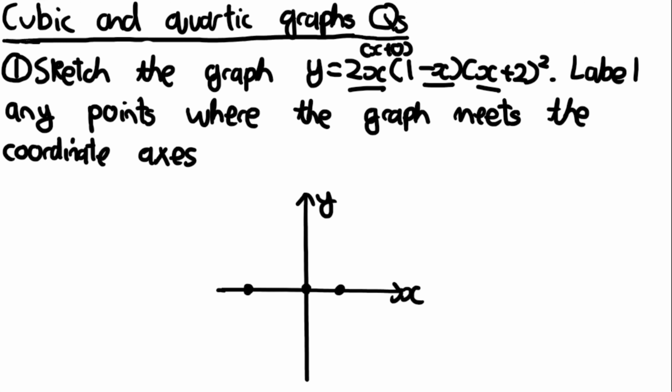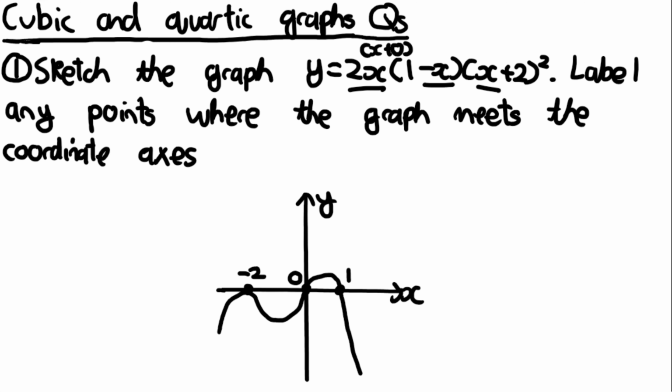So remember, when we have a repeated root at the minus 2 root, we're going to draw it looking something like this here. Remember to label, it's the most important thing. So this is going to be minus 2, this is going to be 0, and this is going to be 1.